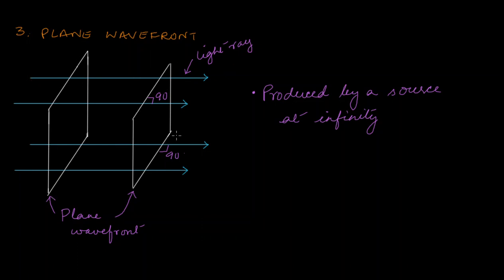Got the idea? From this particular topic, multiple choice questions may come in the exam. So questions such as: a point source produces option A, plane wavefront, option B, spherical wavefront, option C, cylindrical wavefront, option D, none of the above. So you have to choose the correct answer. And again, you can see here that this plane and this light ray are making an angle of 90 degrees.